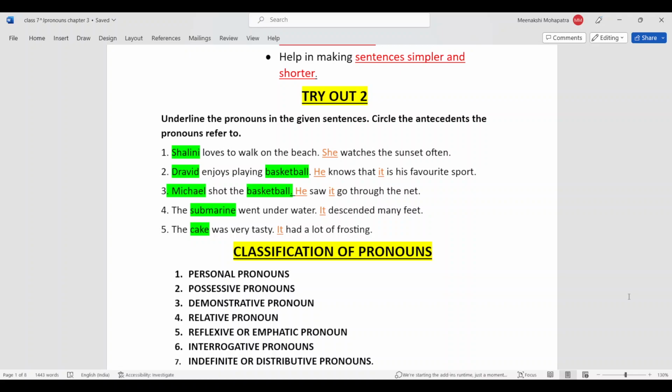Number 5. The cake was very tasty. It had a lot of frosting. So the noun here is the cake. And because it is a thing, we use the pronoun it for it.